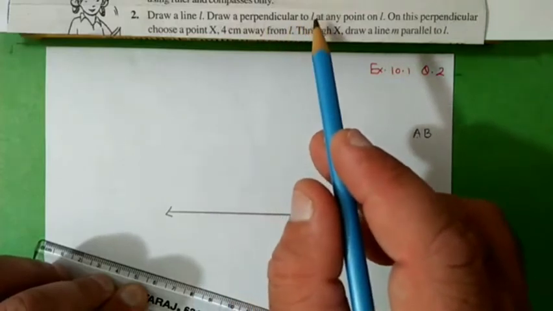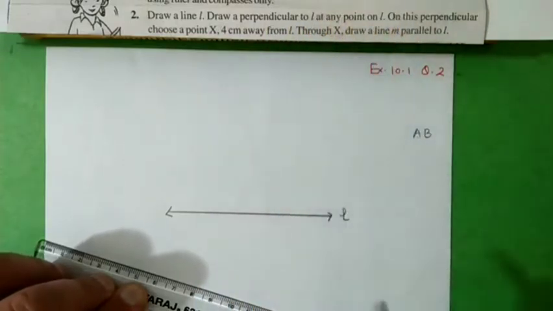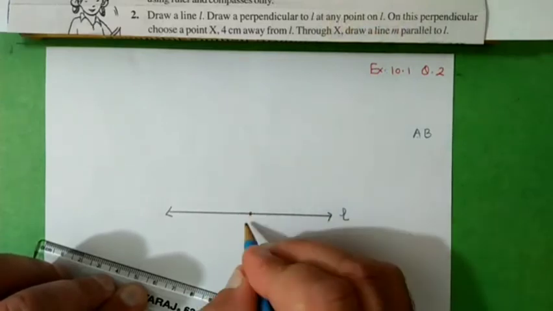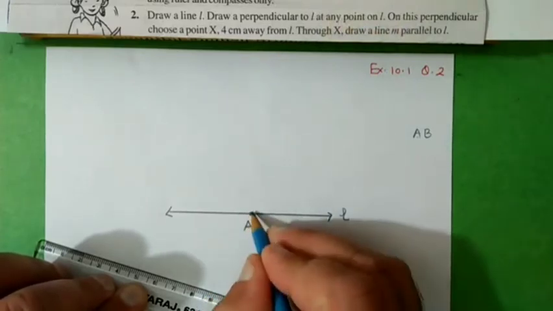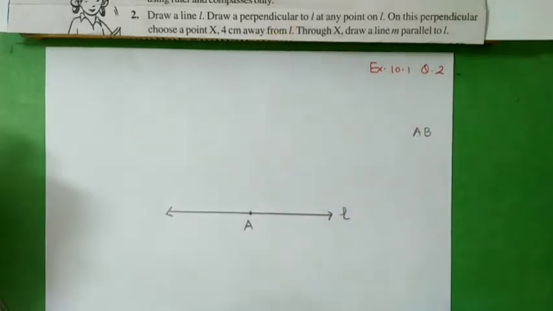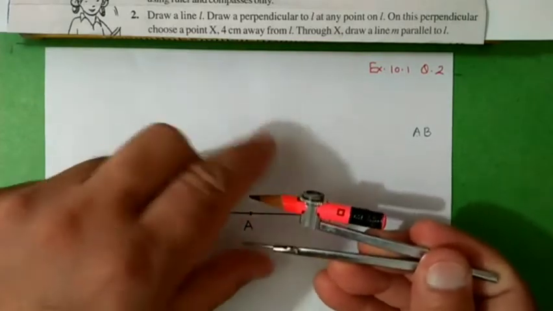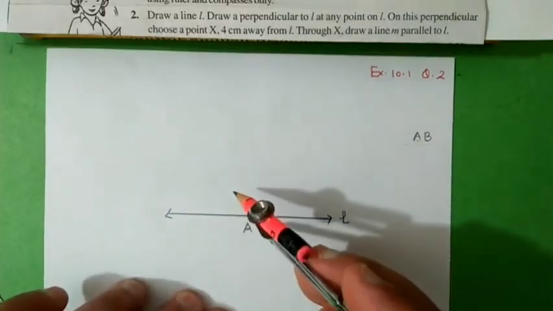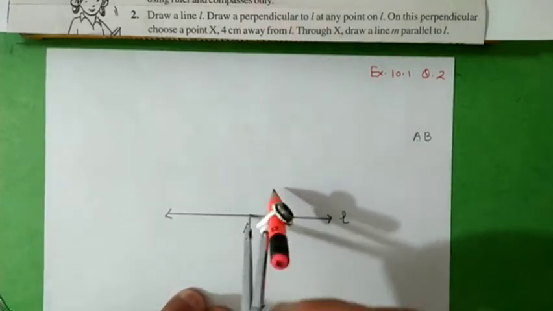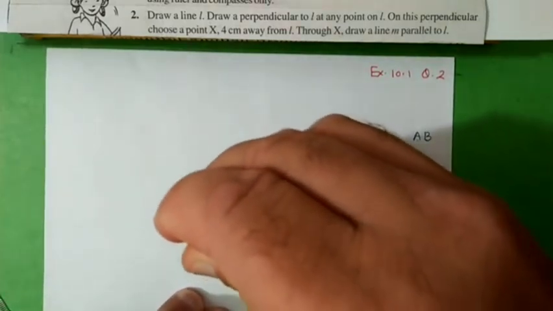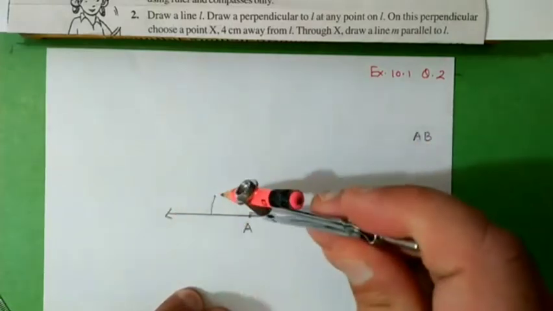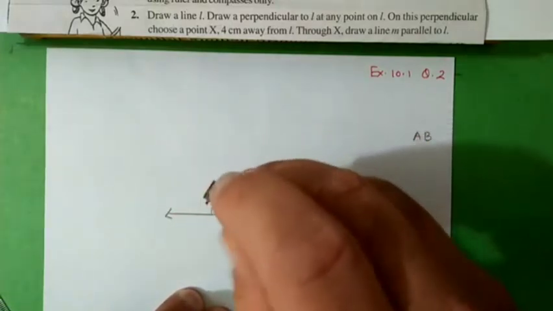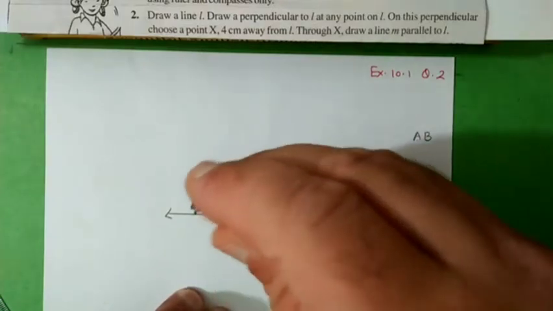Draw a perpendicular to L at any point on L. So look at here, dear students, I will take point A, which is perpendicular to the line L. So I will take a compass, and now I will put the compass tip on point A, and now I will draw an arc which intersects the line L, but I will not show the intersection point, I will just draw an arc, okay, in this way.